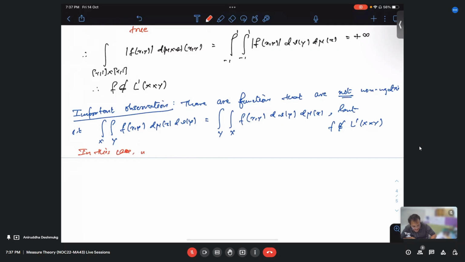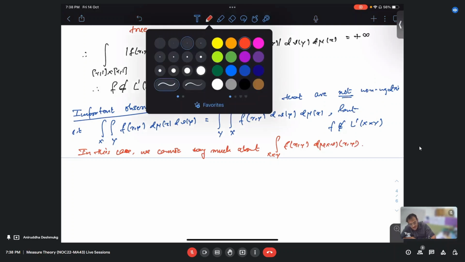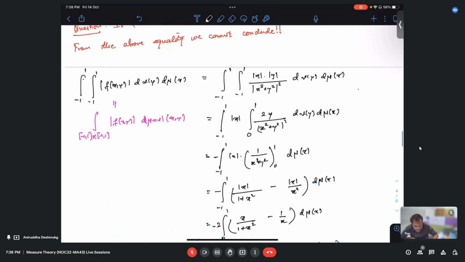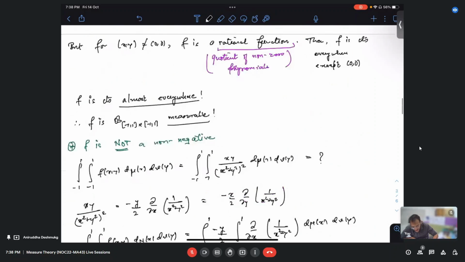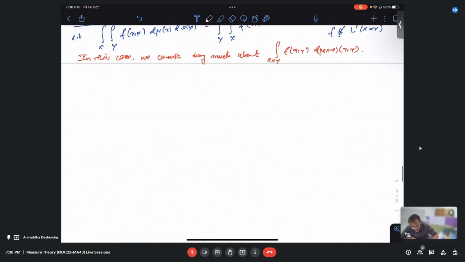In fact, we cannot say anything about the integral over x cross y of f. This is one of the important observations, in fact a standard counterexample for whatever we have discussed. Okay. Now let us move on to one more example, perhaps the last for today. That would give us the essence of the Fubini theorem altogether.